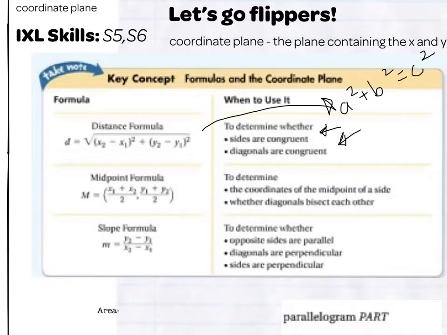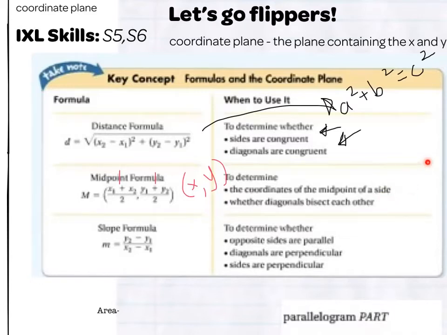The midpoint formula is something we've used before and we're pretty successful at. We add the x's and we add the y's and we divide by 2. And we get 2 actual numbers that give us a point on the graph. We use this to determine the coordinates of the midpoint, and to see if diagonals are bisecting.